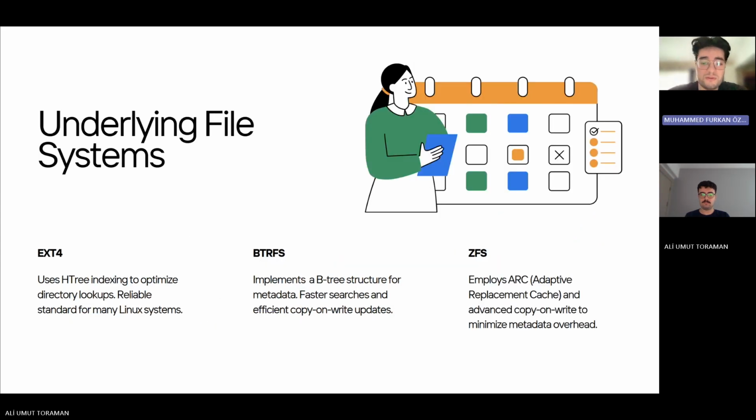Before we get to the solutions, we must acknowledge what sits beneath VFS. We have the standard systems like XFS, which is reliable, and modern ones like Btrfs and F2FS that use advanced trees and caching. Our goal isn't to replace those, but to optimize the VFS layer above them so it doesn't throttle their performance. Now I will hand over to Umut to discuss the specific optimizations.